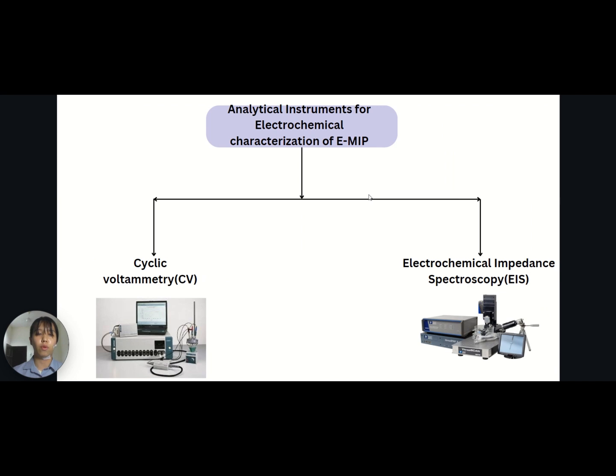Analytical instrument for electrochemical characterization of EMIP. We use the redox probe, which is the potassium ferrocyanide, in our cyclic voltammetry to check the electrochemical performance of the base electrode and also the modified electrode, which is polypyrrole, and also EIS we use to check the electrode for alteration of the capacitance and also the resistance, RCT value, like that.